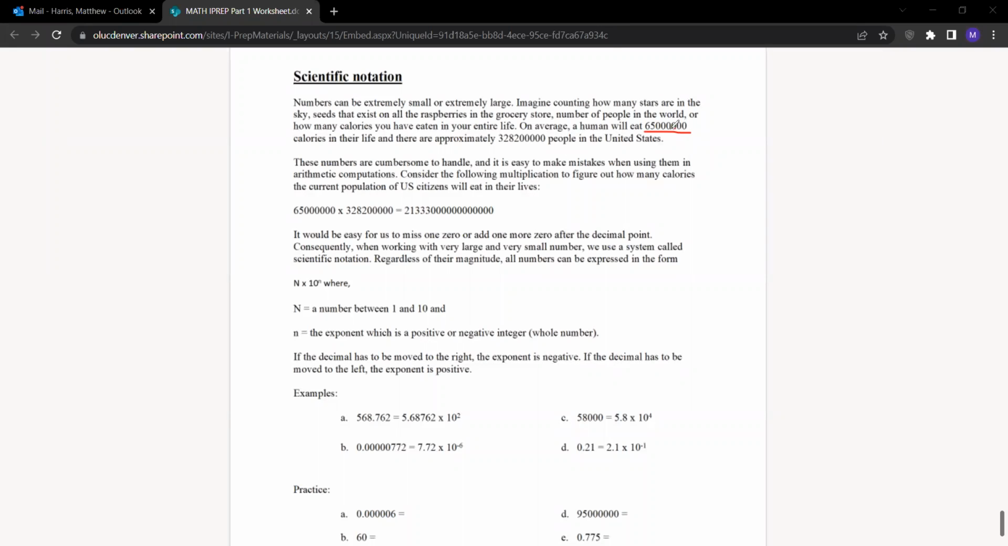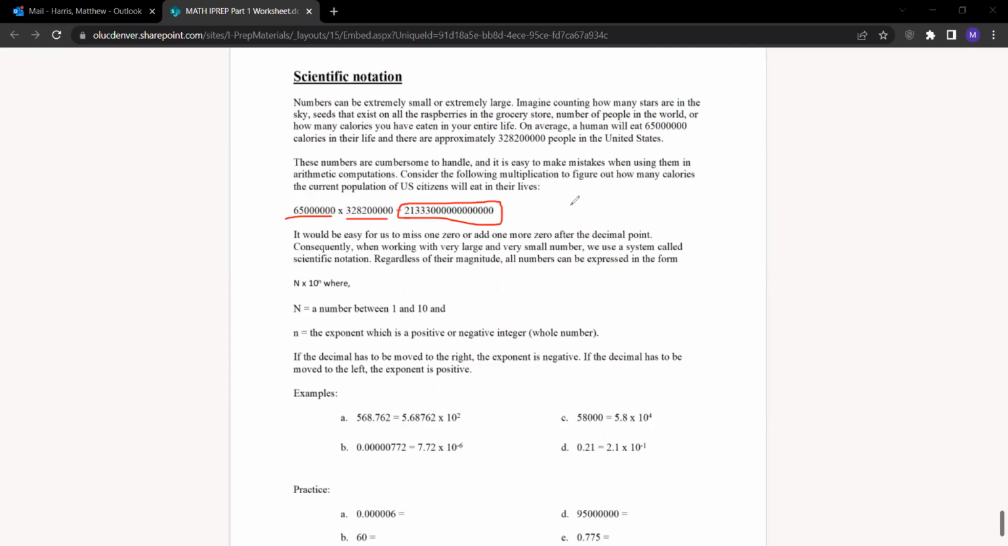Let me see. 65 million calories. And there are approximately that many people in the United States, right? So if you want to look at how many calories all the US citizens will eat in their lives, you multiply the calories by the number of people, and you get this gigantic number, right?